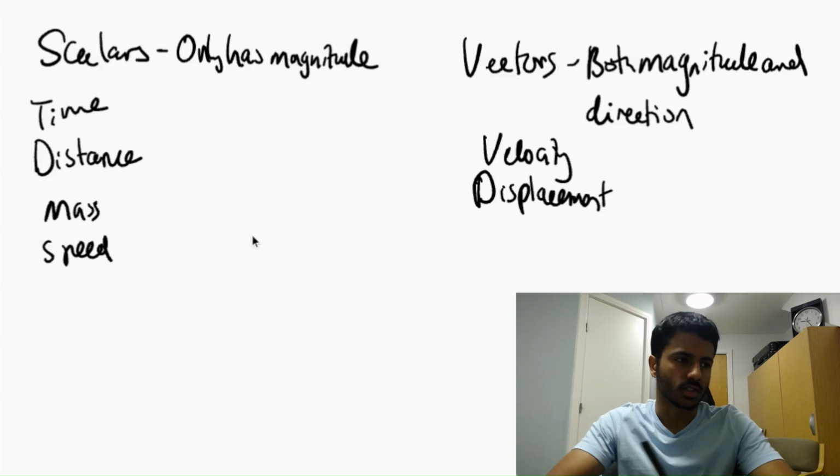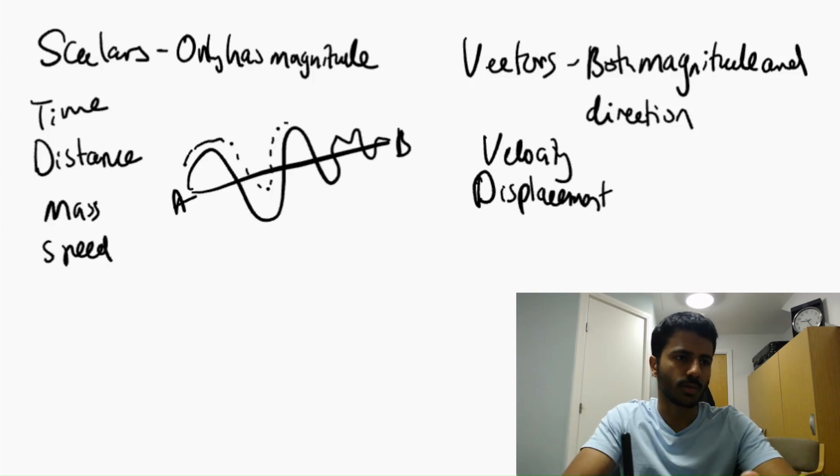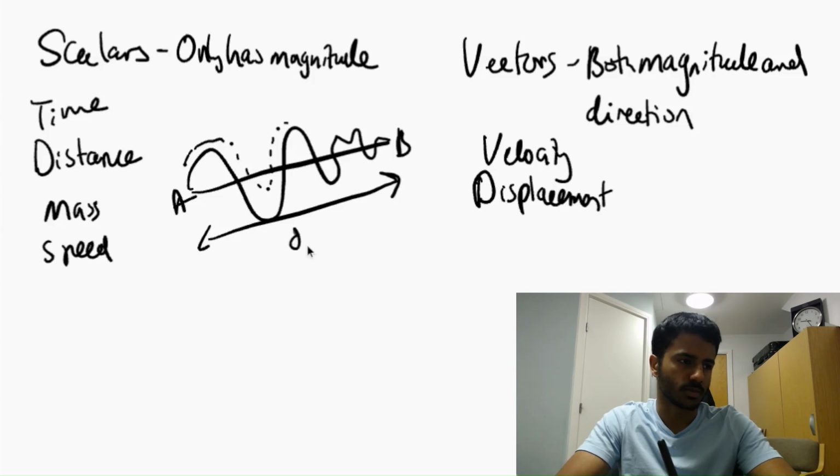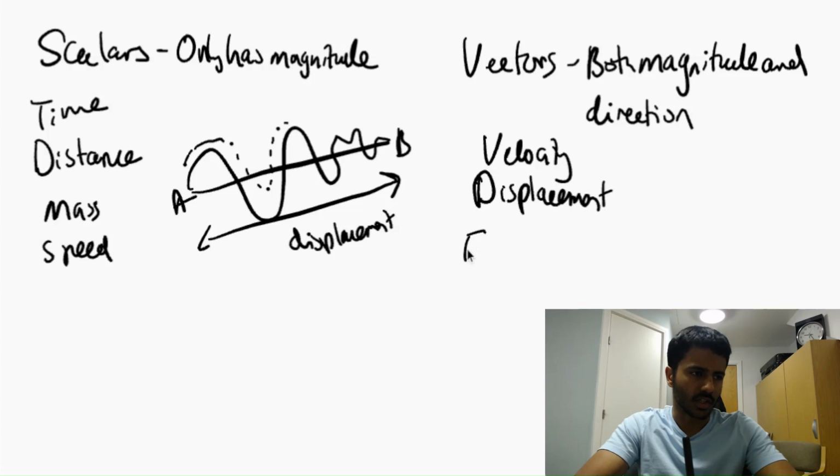Whereas the distance, let's say we were going between A and B, you took this random path here. To measure along this exact path how far that is would be measuring the distance. But this distance straight from A to B is your displacement, because you're measuring it in that particular direction only. Some other examples of vectors can be force, acceleration, and moments.